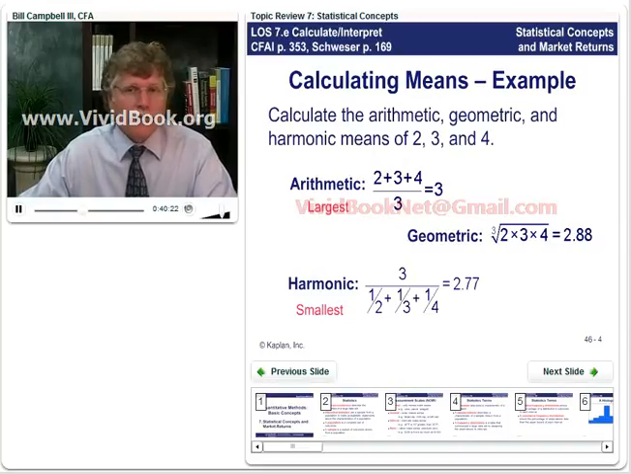If you can't remember that specifically, if they ask you a question about which one is biggest and which one is smallest, if you can do this simple calculation here, you don't even need 2, 3, and 4. Just pick 2 numbers. Use 2 and 3. Make life easy for yourself. If you can do this simple calculation, you will see the arithmetic mean is going to be the biggest, geometric in the middle, harmonic mean smallest. Always works. A simple example will show that to you.